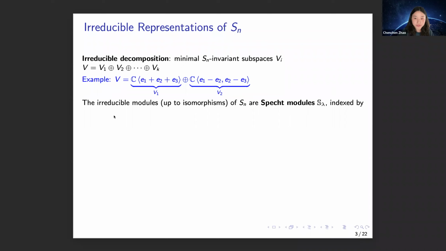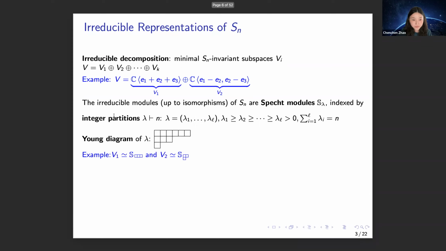And the irreducible modules, up to isomorphism, of the symmetric group are the Specht modules. And these modules are indexed by the integer partitions. For integer partitions, if lambda has length L, then it's just L consecutive weakly decreasing positive integers, and they sum up to n. So we say this is a partition of n. And we use a Young diagram to represent these integer partitions. So for instance, here is a Young diagram for the partition 6, 3, 1. We put 6 boxes on the first row, 3 boxes on the second row, and 1 box at the last.